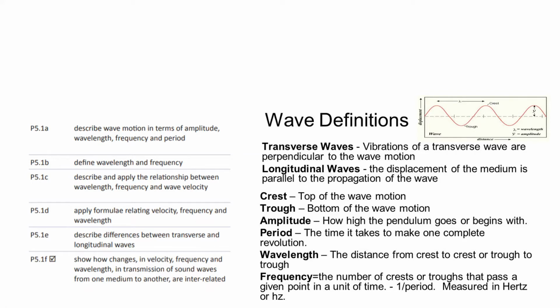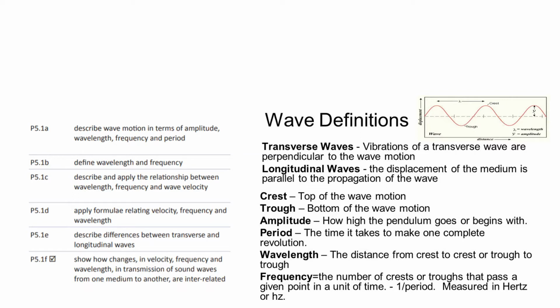And what's the definition of period? Period is the time it takes for one complete oscillation, or one complete cycle, or one complete revolution. That's the period. Okay, so we have now defined wavelength and frequency.